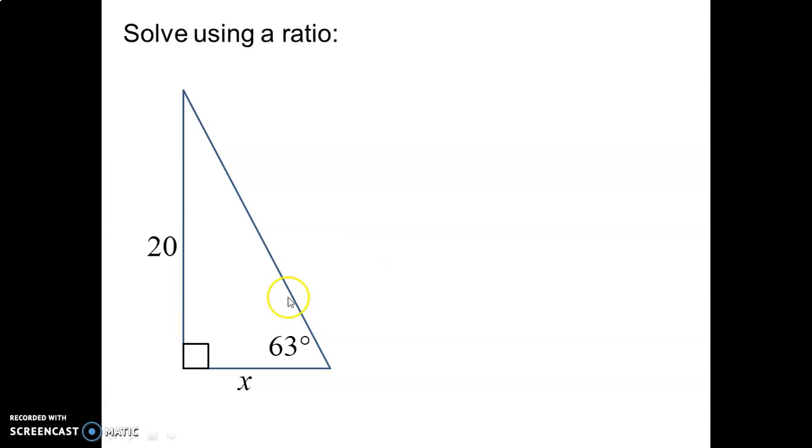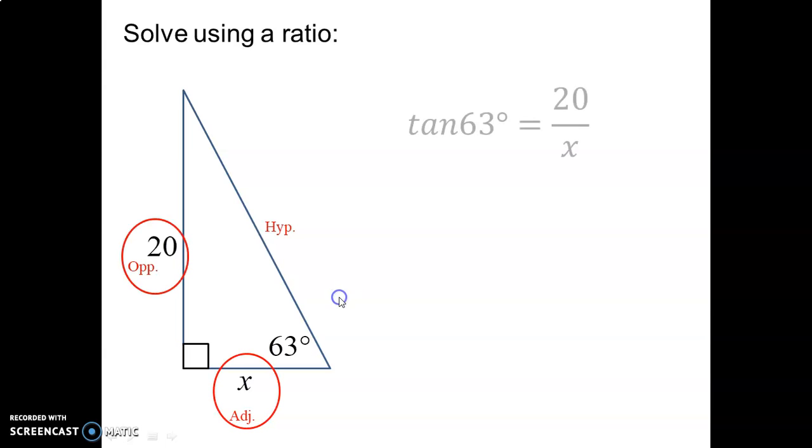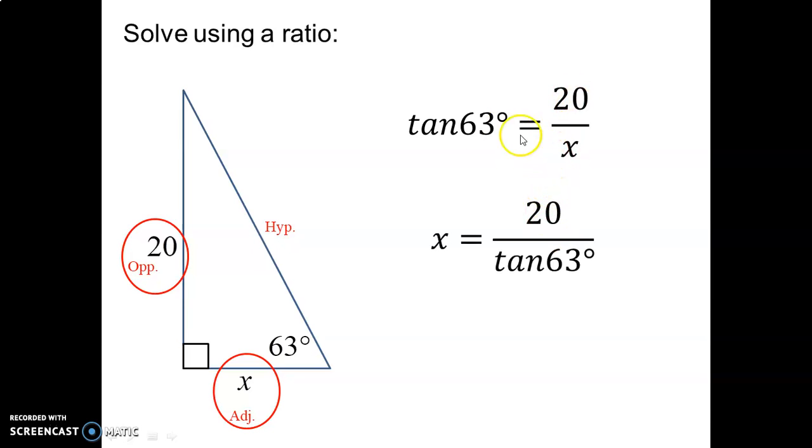Next one, let's see. I see 63 here. I see the adjacent side is called x here. I see the opposite side is 20. We don't have the hypotenuse. So which trig ratio brings opposite and adjacent? That trig ratio of the 3 is tangent. Tangent is opposite over adjacent. So tangent of 63 degrees, opposite side over adjacent, 20 over x. If we want to solve for x, we can multiply by x here and then divide by tan 63 to get this. Solve that on your calculator, you get this length.